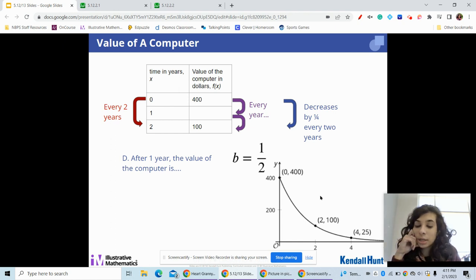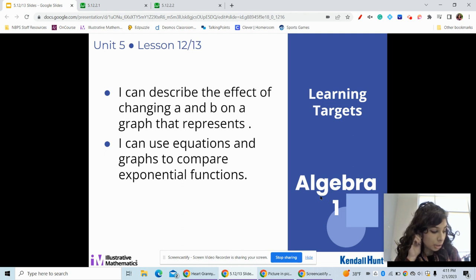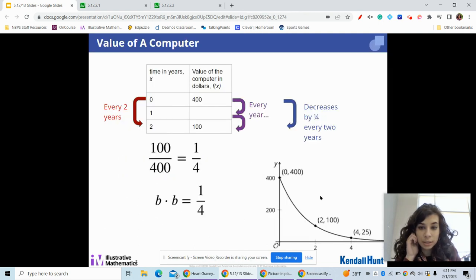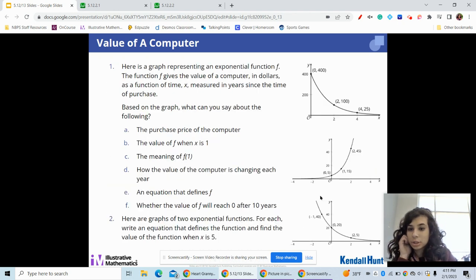You can always check your answer when it comes to these questions. If you're not sure you did your decay factor correctly, that's something you can always check as you're going through. For letter D, make sure you give me a full sentence: after 1 year, the value of the computer is blank, and I just gave it to you earlier in the video. When you're creating your function, I'm reminding you once again, f of x is equal to a times b to the power of x. A is your initial value, b is your growth factor. So you are going to do that for number 2 as well. Practice exactly what I talked about in number 1.